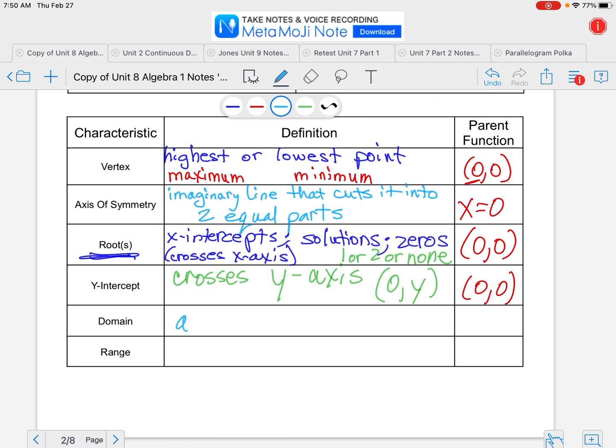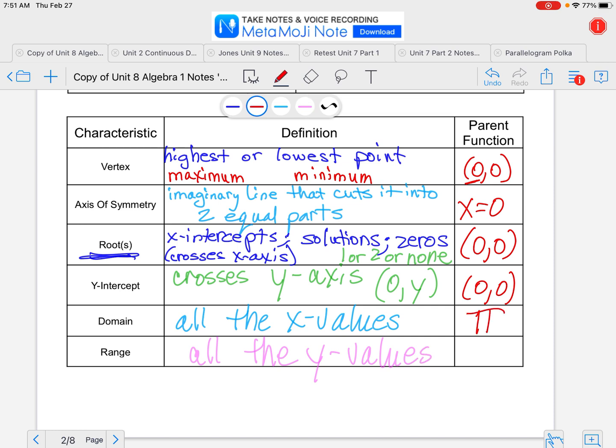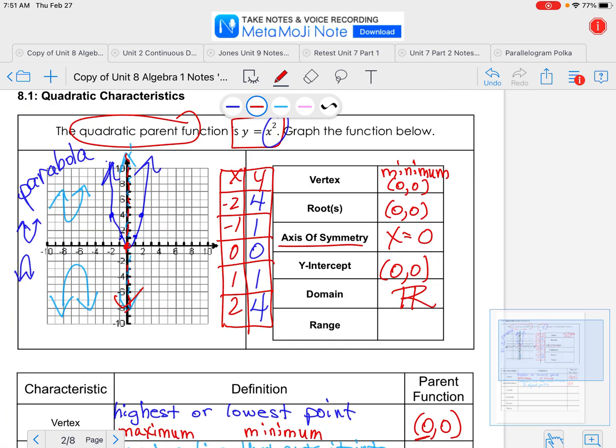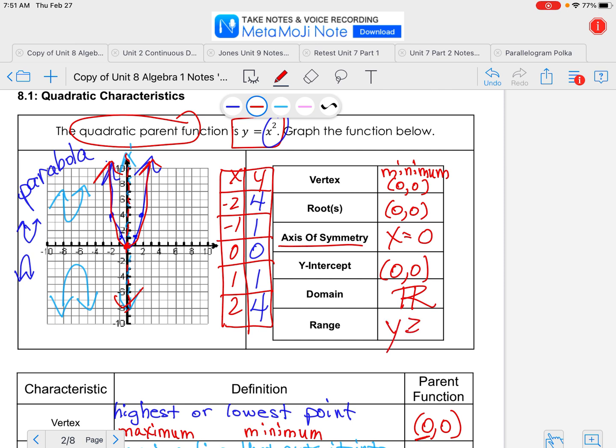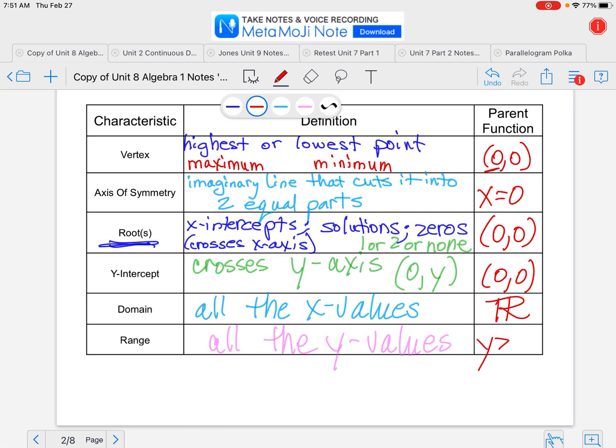We know that the domain is all the possible x values of a function, and the range is all the possible y values of a function. For our purposes, in Algebra 1, we're only going to look at parabolas where the domain is all real numbers. Now, the range depends on if it's a maximum or minimum. This one is going up forever. It has a low value and then keeps getting bigger. So the range is y greater than or equal to that vertex. That's your low point. So your range value is the y value of the vertex.